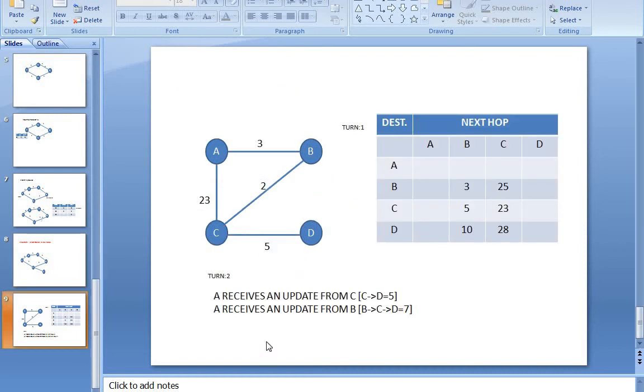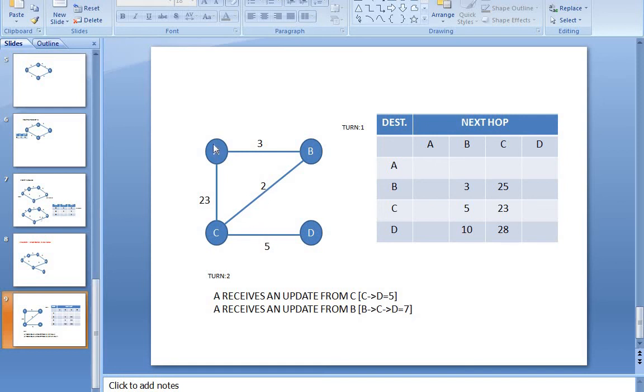Now let's see one example. Say we have routers A, B, C, D, where A is the source and D is the destination. What happens in case of router A's routing table? Router A can send data to D through router C or through router B. If router A sends data through router C, then the cost will be 23 plus 5, 28. But if it sends the data through router B, then the cost will be 3 plus 2, 5 plus 5, 10.